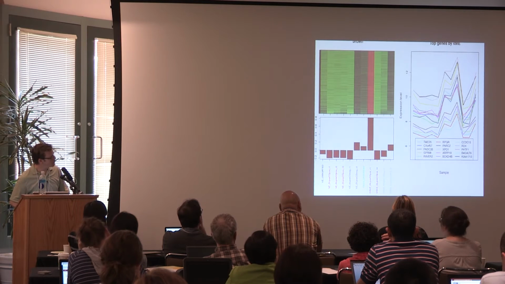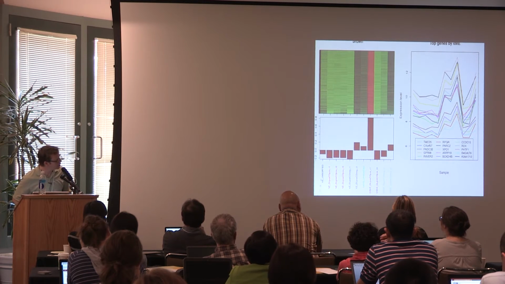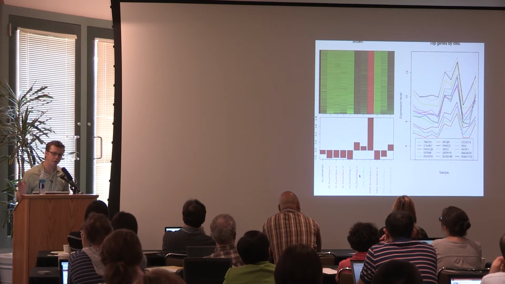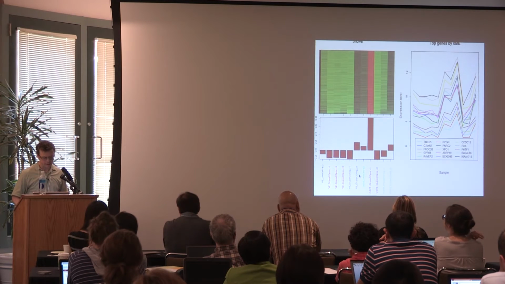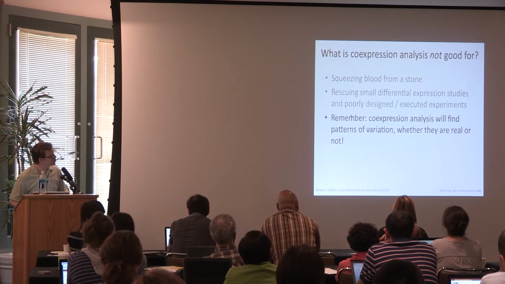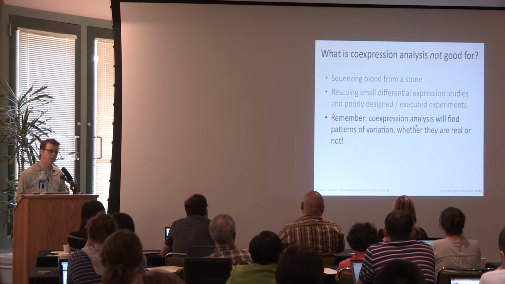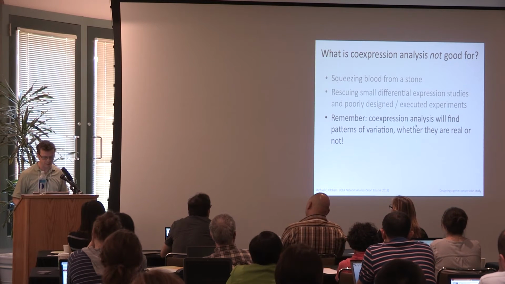You can find patterns, but you can see here, this is really spiking in one of these 2 samples that are from supposedly the same subgroup. And just given the small number of samples, I wouldn't hang your hat on this kind of analysis or this kind of result, right? Because co-expression analysis is going to find patterns of variation, whether they're real or not. If they exist, it'll find them.